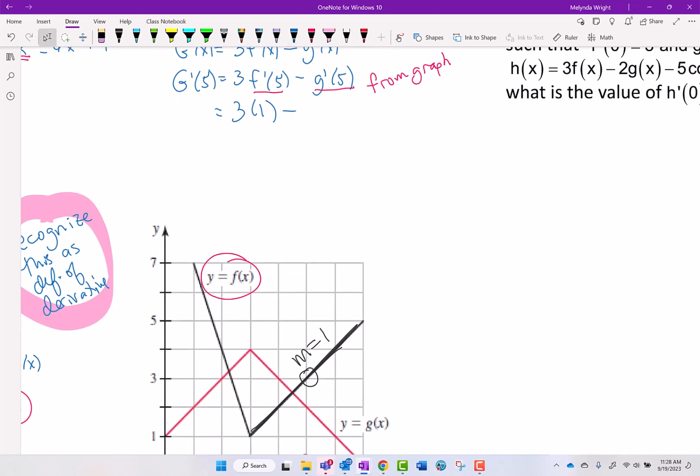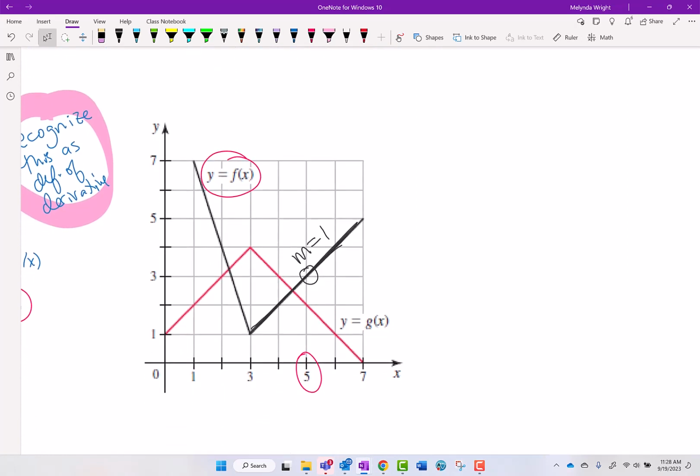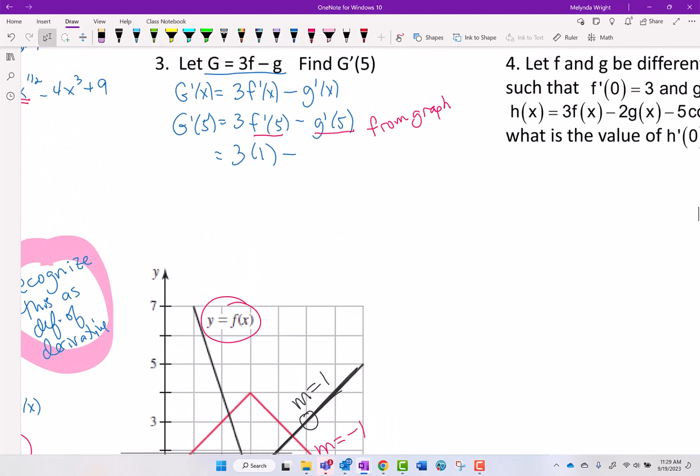Okay, now let's find g prime of 5. That's the red one. So we're looking at this slope right here. Okay, it's the red one. So what is that? That looks to me like that slope is -1. Okay, so I'm going to replace g prime of 5 with -1.